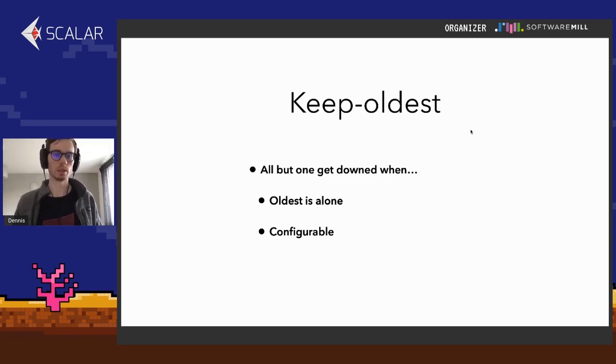What can happen is that your oldest node crashes or gets cut off from the rest of the cluster. With this strategy, say you have a 100 node cluster, and that one oldest node dies, now you have 99 other ones that down themselves, and your whole cluster goes with it. In case you don't want that happening, in this kind of extreme situation, you can configure it so that if the oldest is seen as alone, then it won't survive, and it's the other ones that will survive.